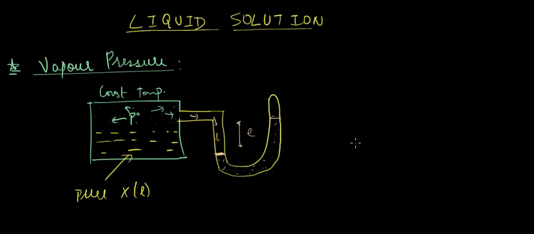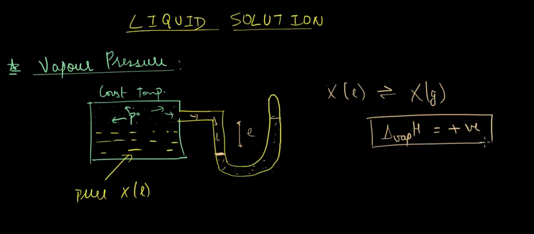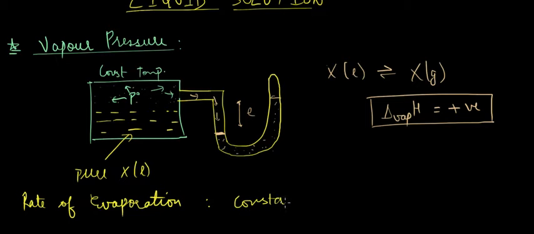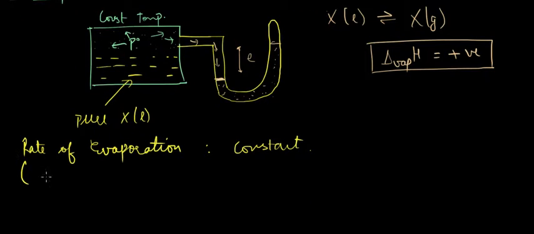Okay, so we can write X of L gets converted into X of G in the vessel, and delta H vaporization is positive. Okay, so rate of evaporation is constant, and just a note here that evaporation is a surface phenomena.